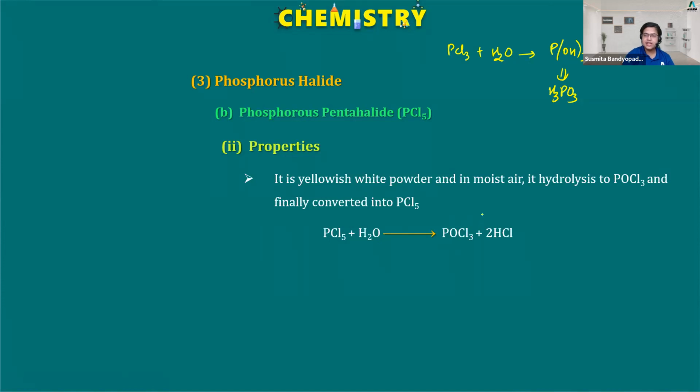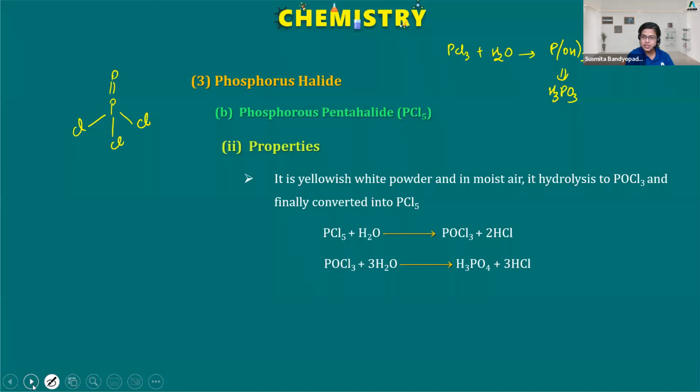You get POCl3. I would like to know the hybridization of phosphorus in POCl3. Let's see. Super fast. Very good. But when POCl3 is further hydrolyzed, it produces H3PO4. Yes, POCl3 is like this. You're absolutely right. So first PCl5 gets hydrolyzed and we get POCl3, which on further hydrolysis produces H3PO4.